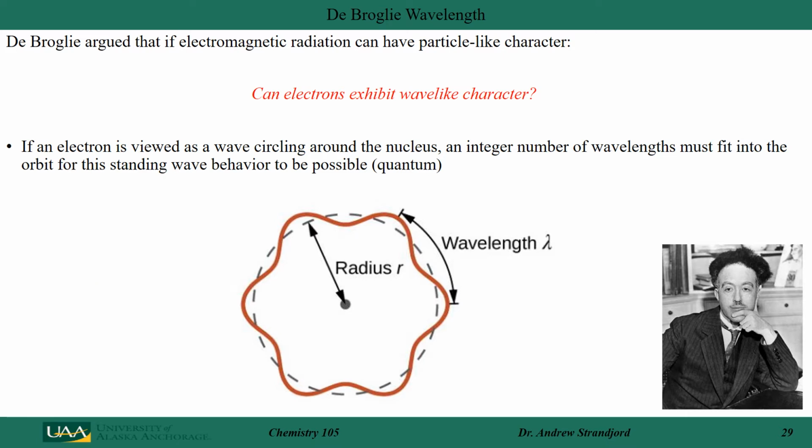That wasn't quite right, but it started the debate and started other scientists thinking about how we could mathematically introduce wave-like character into the movement or nature of electrons.